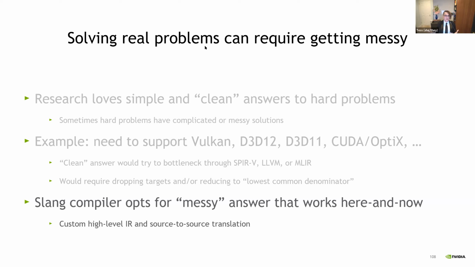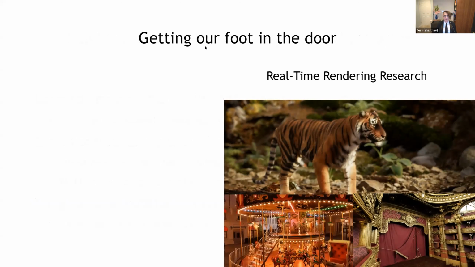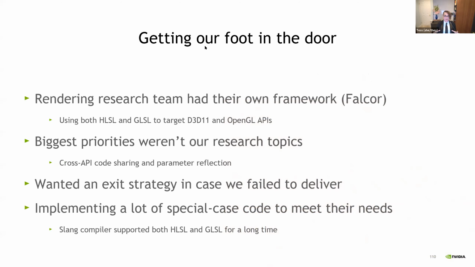So this is an example of being willing to do the not pure, not clean thing just to get the results done. And that kind of thinking is what helped us get our foot in the door with our first customer at NVIDIA, which was our colleagues also in NVIDIA research, but the people doing actual rendering research. A lot of the images I've shown you so far are coming from renderers built by that team. So the real-time rendering researchers at NVIDIA were our first customers for the Slang system, the first users we could get on the hook. At the time we started engaging with them, they had their own framework. This was far enough back in time that they were using HLSL and GLSL as their GPU languages and trying to target the D3D11 and OpenGL APIs.